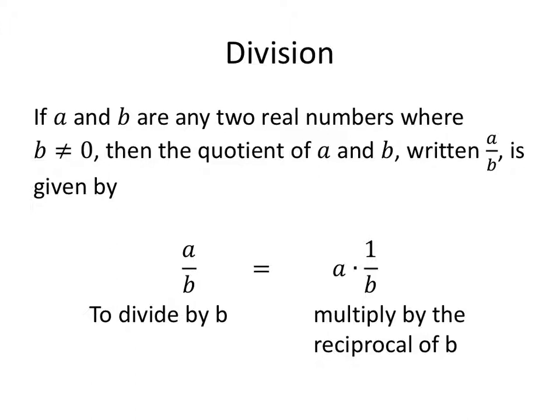If a and b are any two real numbers, as long as b is not 0, then the quotient of a and b, written as a fraction, a over b, is the same as a multiplied by the reciprocal of b. So think about this. Dividing by b is the same as multiplying by 1 over b. We'll use this property a lot when it comes to solving equations. So dividing by b is the same as multiplying by the reciprocal of b.